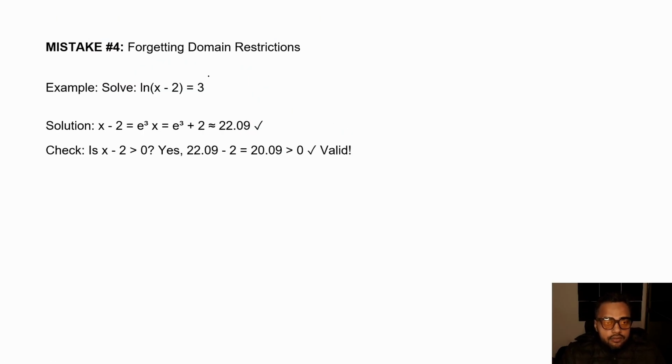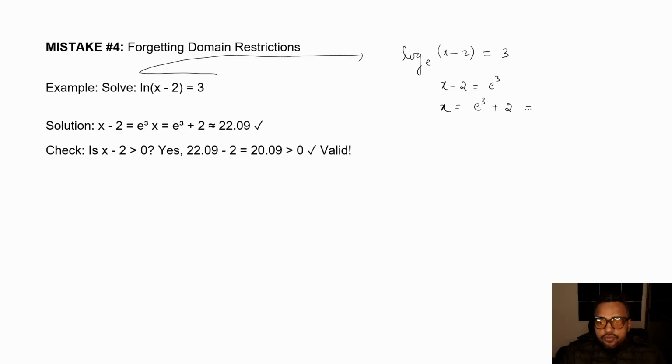Yeah. Next, the most important thing is the domain restriction part. Here you need to solve a log; it is a natural log, so the base will be e. Log of (x minus 2) equals 3. If I want to solve it, it will be x minus 2 equals e raised to the power 3. So from here you can see the value of x will be e raised to the power 3 plus 2, which equals 22.09, which I have calculated.